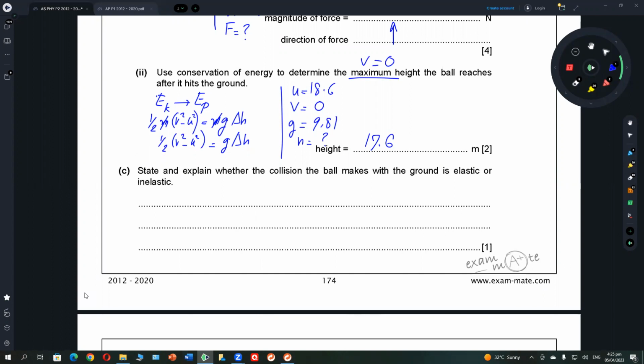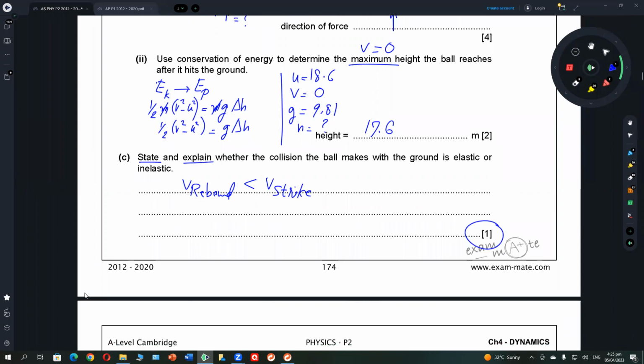He says explain. He's giving us 1 mark, but asking for 2 things. So you will have to explain it. As you said, the rebound velocity is less than the strike velocity. You will tell the examiner that the rebound velocity is less than the strike velocity, so this means that the collision is inelastic.